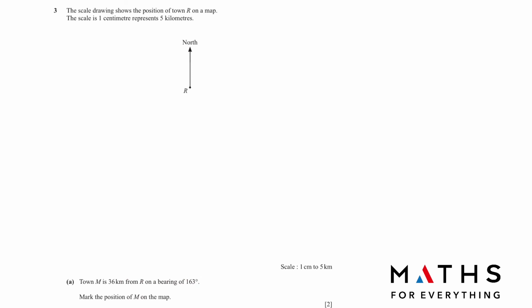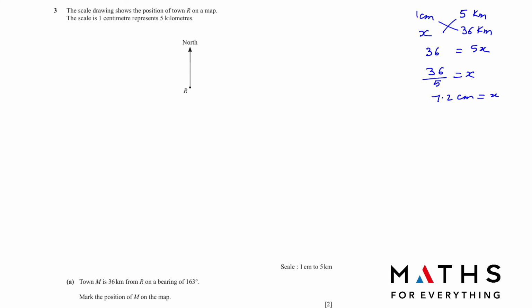To do this, we will first have to convert the 36 kilometer into centimeter to represent it on the map. 1 centimeter is equal to 5 kilometer. Therefore, 36 kilometer is equal to how many centimeter? Let's represent it as x. Cross multiply. 1 multiply by 36 and 5 multiply by x. Divide 36 with 5, you will get 7.2 centimeter.